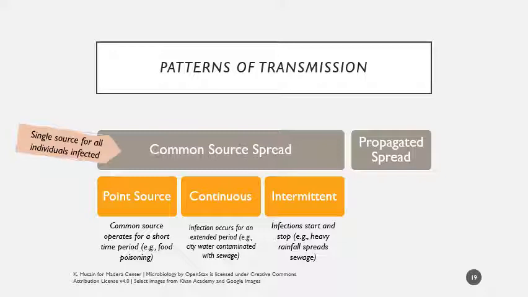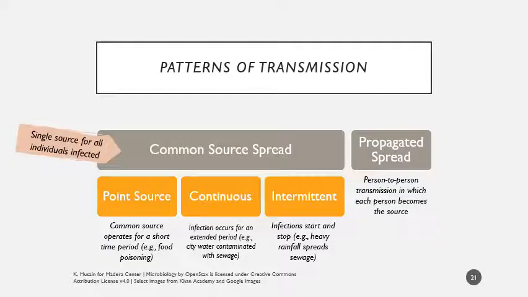Then when the rain starts up again, sewage kind of rises and mixes with water and again will spread. So that is again a common source, but it's intermittent. So when we have common source, we have that single source, we distinguish it based on how often and for how long people are exposed to that common source. With propagated spread, that's person-to-person transmission. The person who gets the pathogen then transmits it to someone else, so each successive person becomes a source.